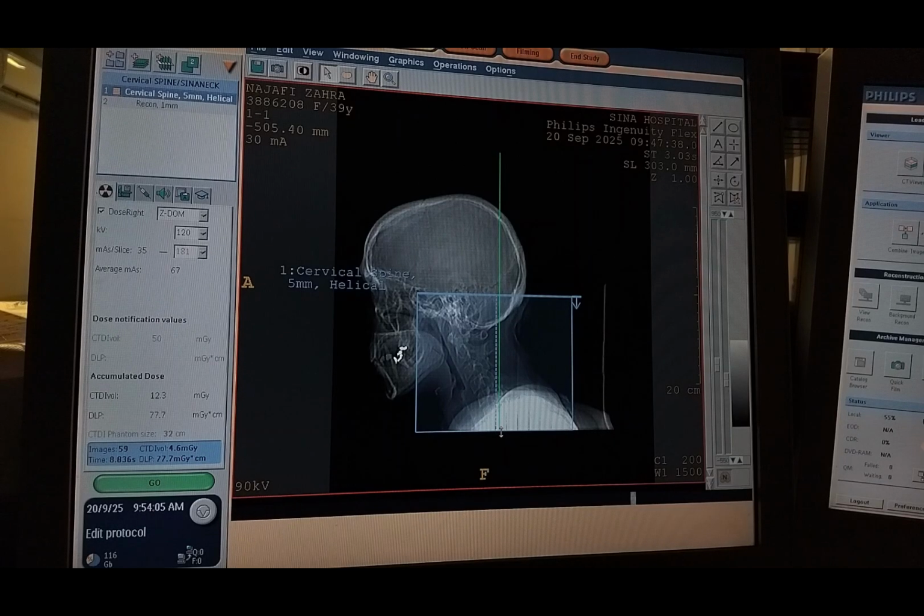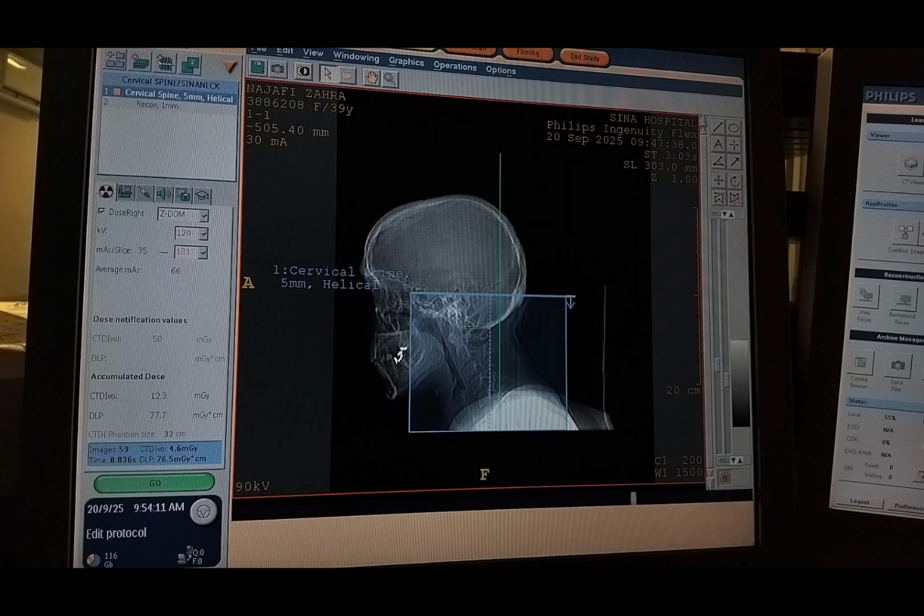Here you can see that DoseRight is activated with a fixed kilovolt per milliampere seconds, or mAs. If the mAs is manually decreased or increased beyond the system's calculation, DoseRight becomes deactivated.